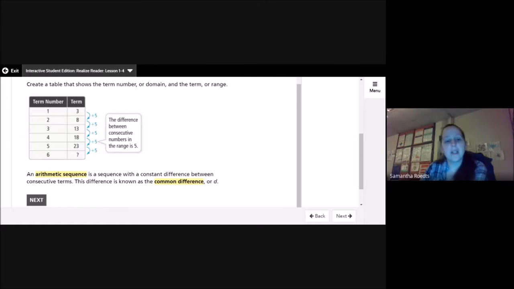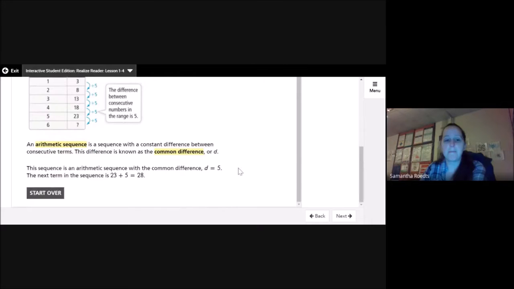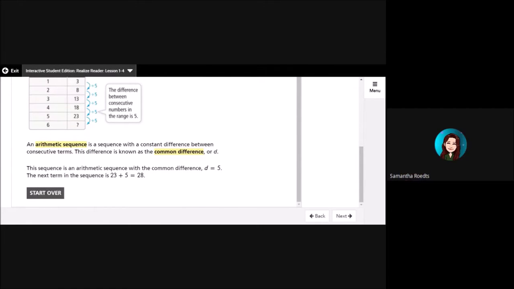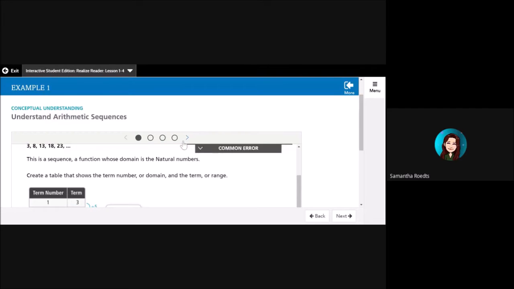So an arithmetic sequence is a sequence with a constant difference between consecutive terms. This difference is known as the common difference, or d. This sequence is an arithmetic sequence with the common difference d equals 5. The next term in the sequence is 23 plus 5 equals 28.